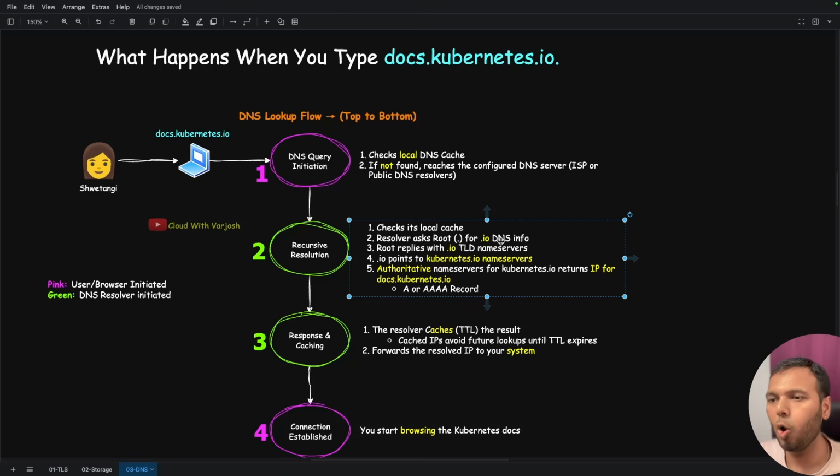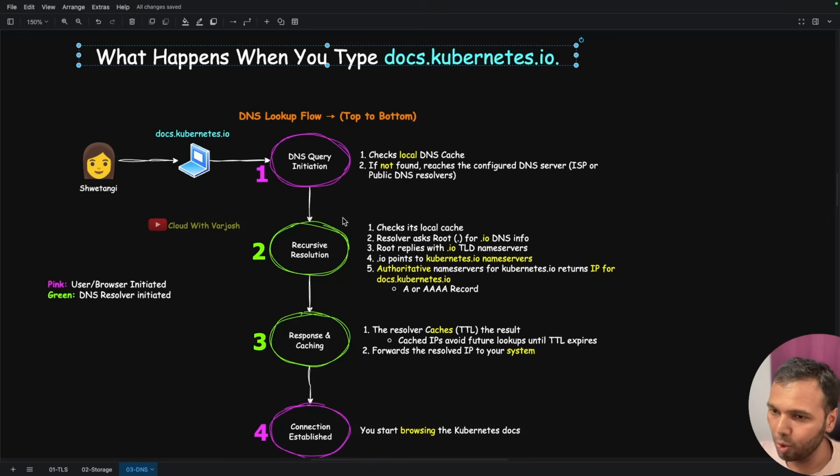Resolver asks root for .io's DNS information, that is the name servers for .io, and then the reply goes to the ISP. Then the ISP will have the details of those name servers. The resolver, your ISP, then queries the .io TLD name servers to find out the authoritative name servers for kubernetes.io. Finally, the resolver contacts the authoritative name servers for kubernetes.io to get the IP address of docs.kubernetes.io. That is the entire flow.